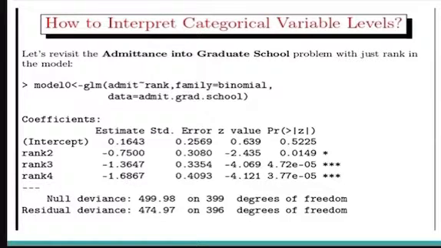But what do you see? Rank 2 is significant. Rank 3 is significant. Rank 4 is significant. Do you know the intercept is rank 1 here? Yeah, the intercept you see here is rank 1.